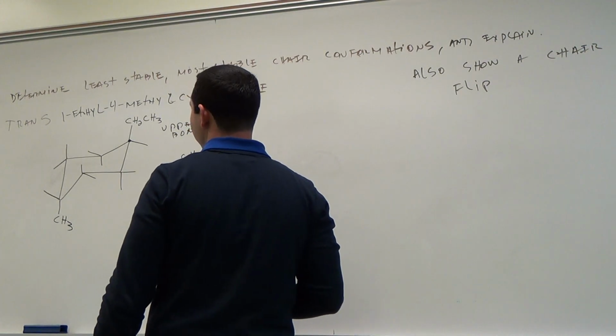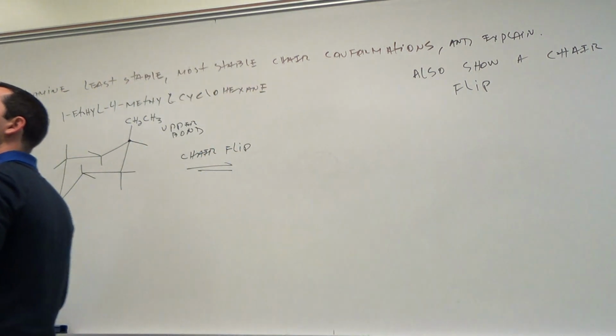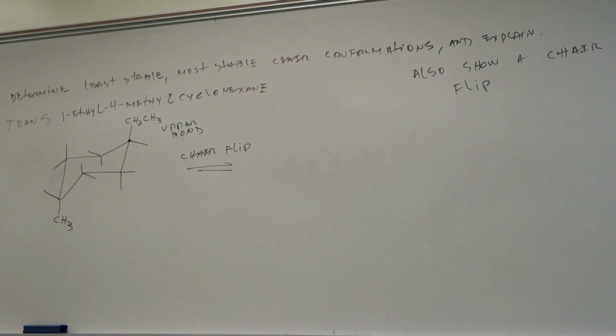Where did I write 6? Okay, sorry. I have a question too. Where do you see 6? If we know that the biggest group needs to, because of 1,3 interaction, we prefer for it to be equatorial, and it's trans, so you can basically choose which one goes upper or bottom. Why didn't we just think about it beforehand and do a lower bond, which happens to be an equatorial bond, instead of having to go through the chair?